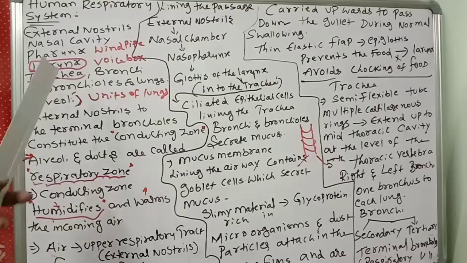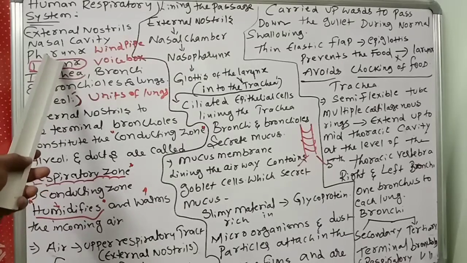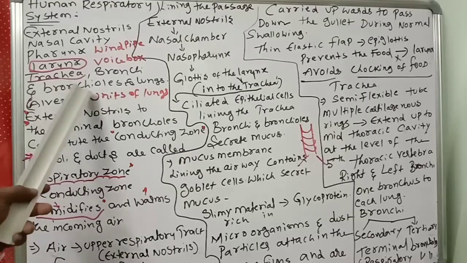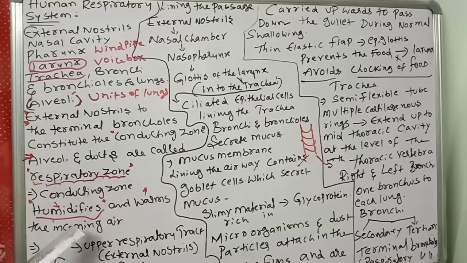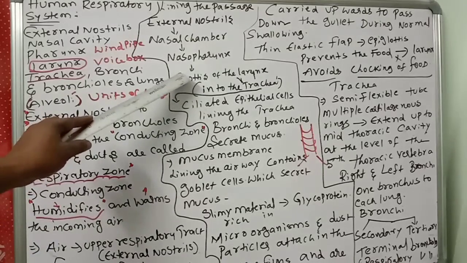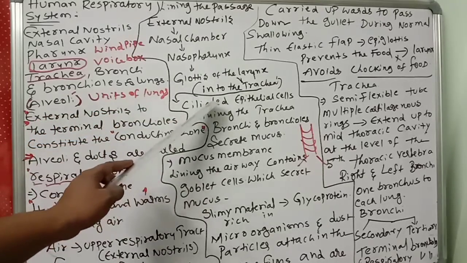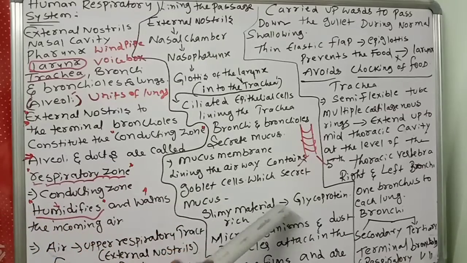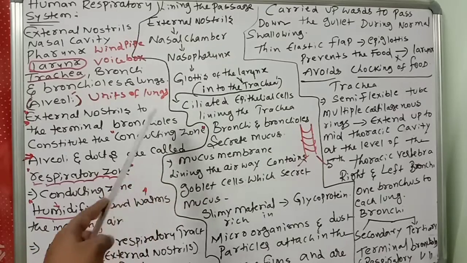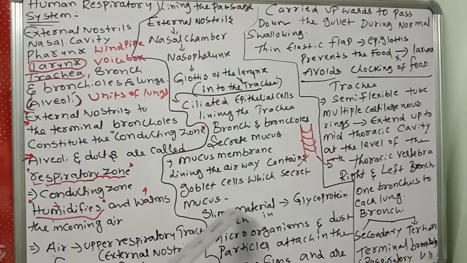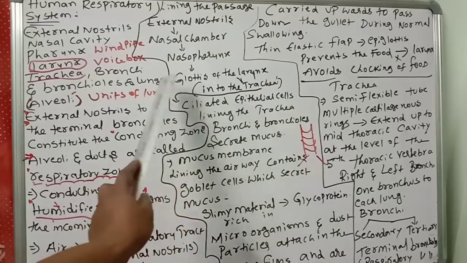Okay, children. Voice box is the larynx, windpipe is the trachea, units of lungs are alveoli, then respiratory zone, conducting zone, glottis to trachea, ciliated epithelium. The slimy material rich in glycoprotein is mucus. All these concepts are very important in the respiratory system from the examination point of view. You must prepare notes on glycoprotein and the epithelial cells.